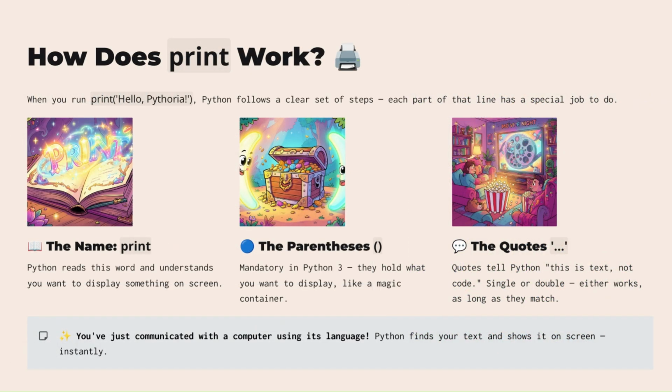The parentheses after print contain what we want to display. In Python 3, these parentheses are mandatory. Inside the parentheses, we have text wrapped in quotes. The quotes tell Python, this is text, not code. You can use single quotes or double quotes. Either works as long as they match.